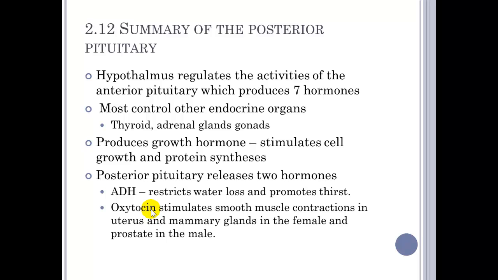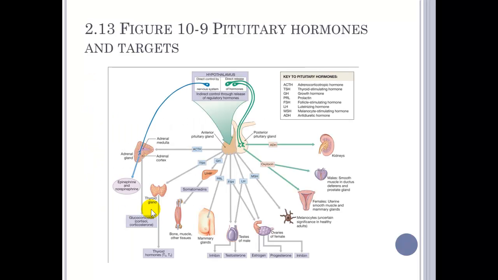The posterior pituitary releases two hormones, ADH and oxytocin. Antidiuretic hormone restricts water loss and promotes thirst. Oxytocin stimulates smooth muscle contractions in the uterus and mammary glands in the female and the prostate in the male. And these are the pituitary hormones and their targets. Examples: ADH targets the kidneys; oxytocin targets smooth muscle, the prostate in the male, and the uterus in the female.